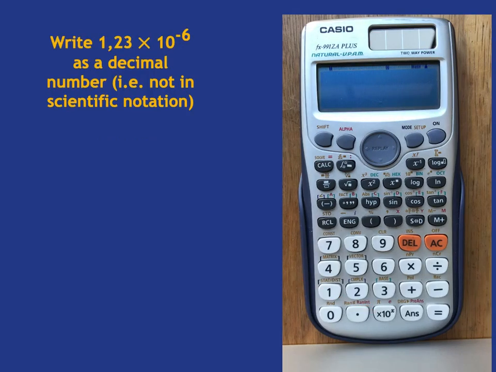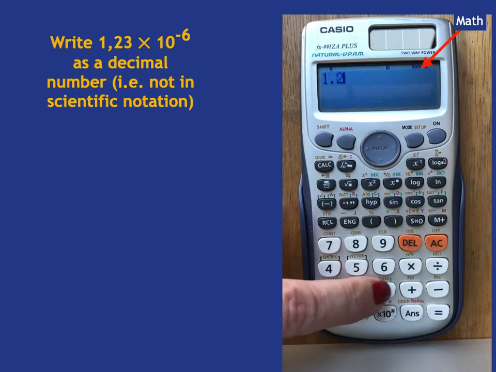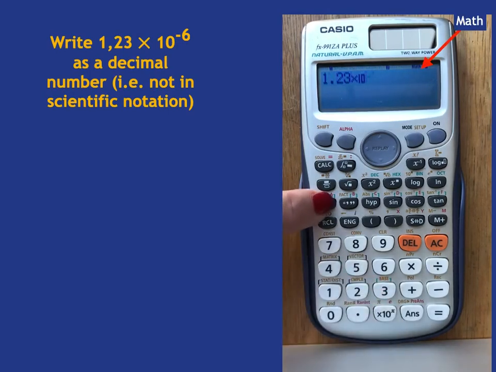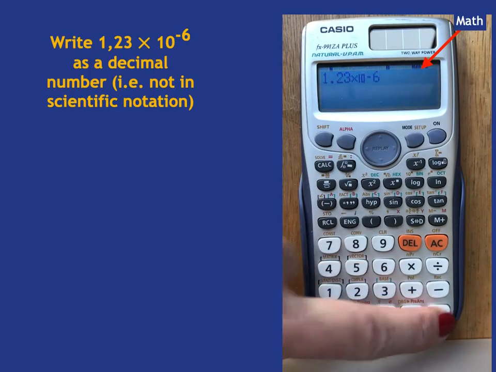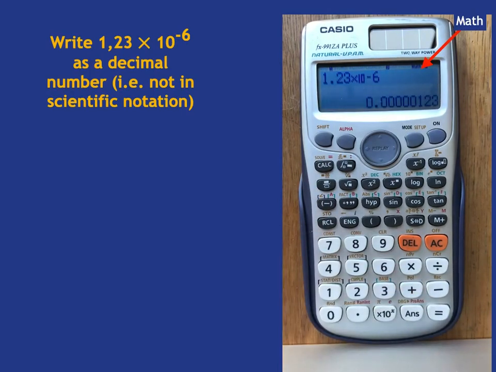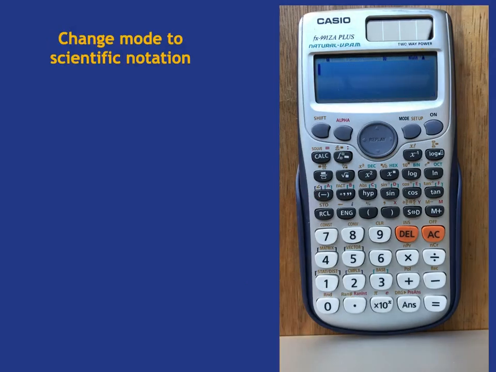So here we go, another example. Again, we check we're in the right mode, and then we simply enter 1.23, use your times 10 to the x. This time we need that negative button and the 6, and we get our answer. So the only extra thing here is, we use the times 10 to the x button, but because we want a negative exponent, we use that negative and then the 6, and we've got it.